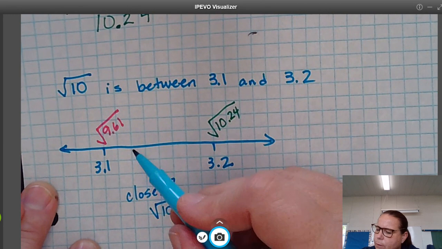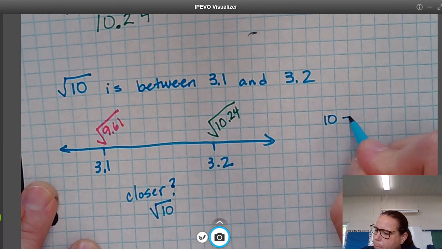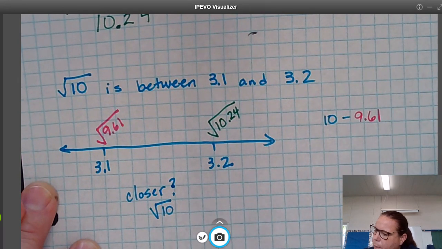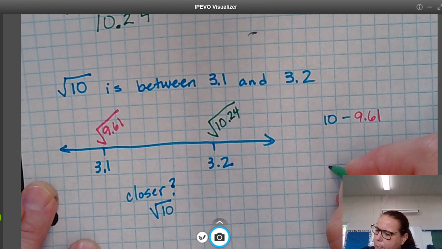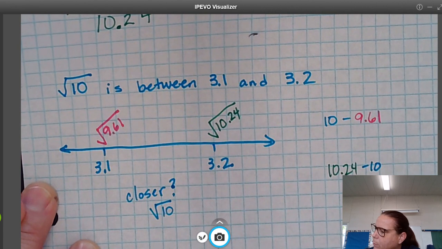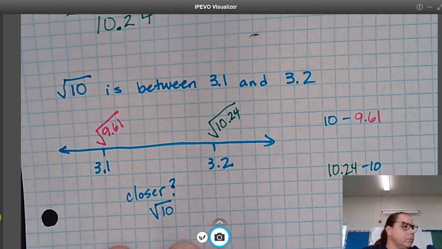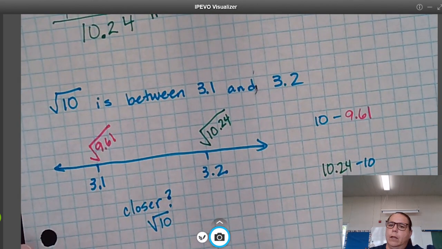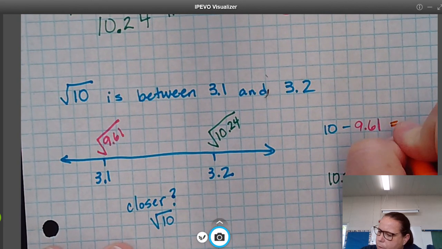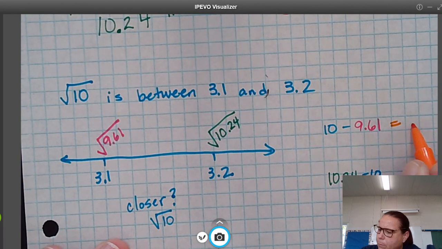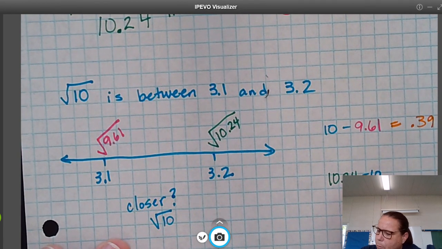So what we have to do is, for this one, we're going to take 10 minus 9.61. And then for the one that's above it, we're going to take the larger value and subtract 10. And then that will tell us which one it's closer to. So when we subtract these, I just kind of count up and count down. So I know that 9 more will get me to 9.7 and then 30. So this is 0.39. And then this is 0.24, right?